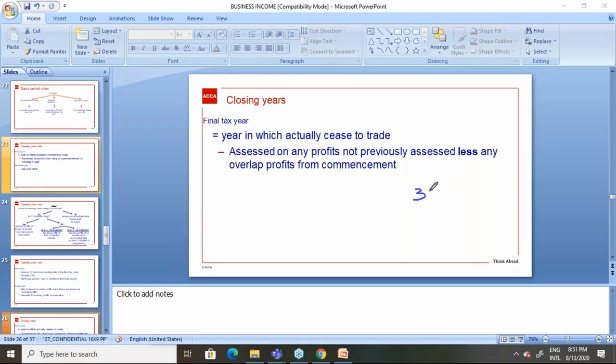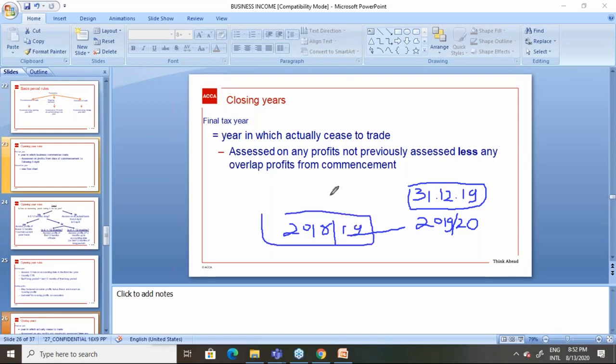Assume you have ceased or wound up the business on 31st December 2019. Then, according to your date of cessation, your last tax year is 2019-20. So your one before last, you call it the penultimate year, is 2018-19. For the penultimate year, you must always use the current year basis.